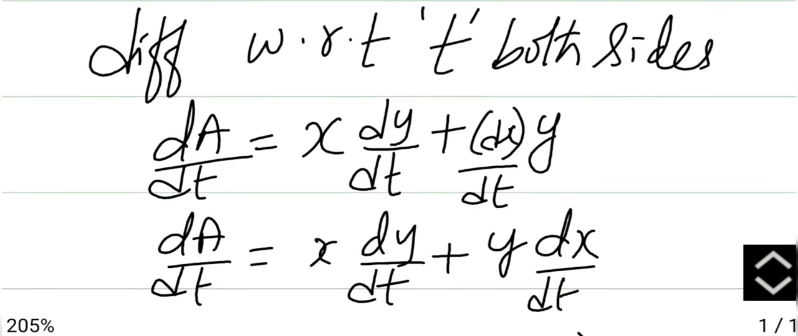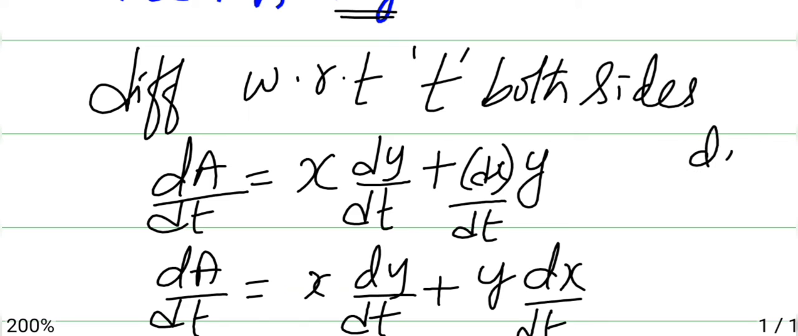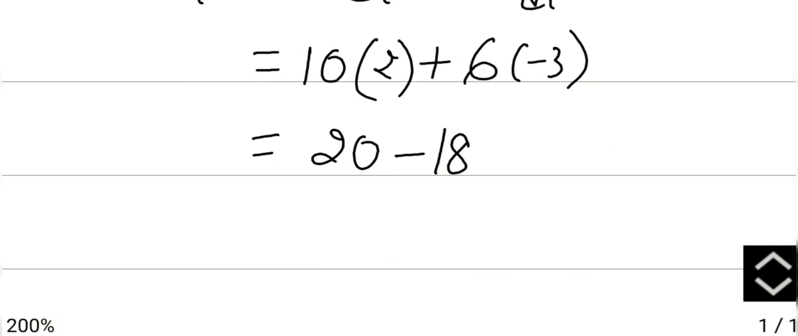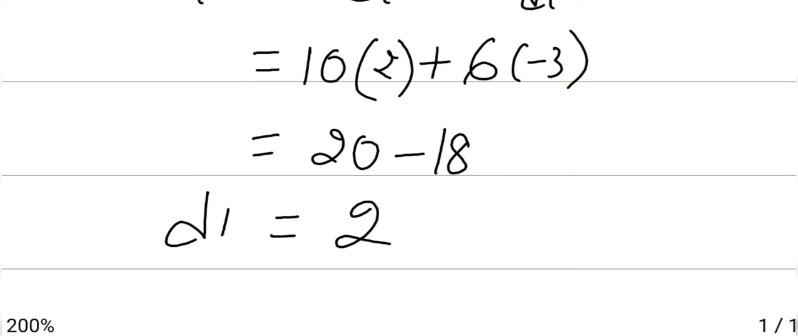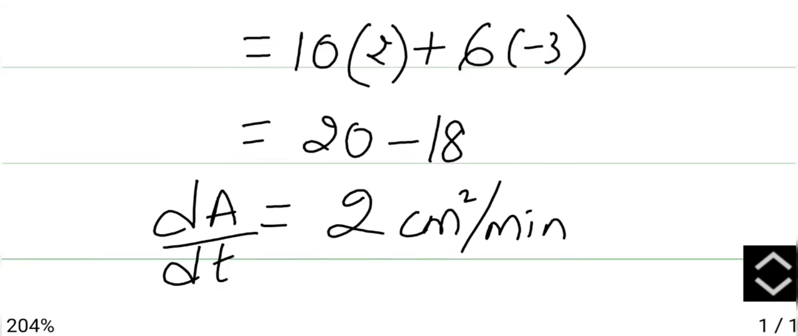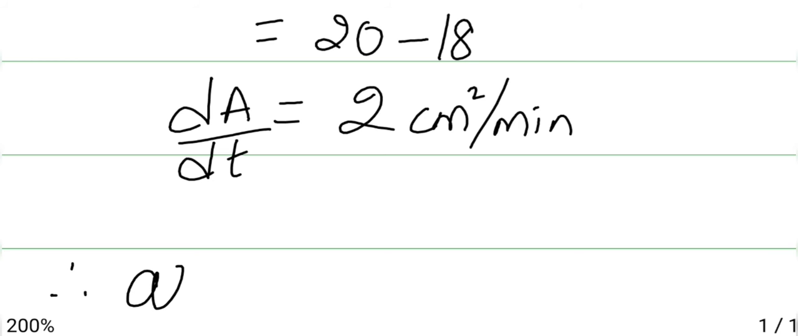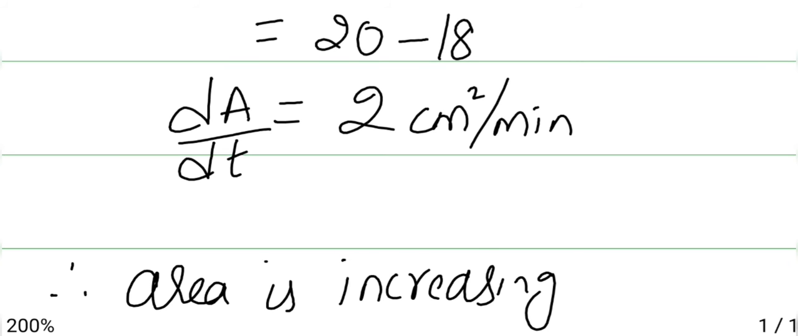If you are differentiating with respect to x, dx and dx get cancelled, we get 1. But in our case, we are differentiating with respect to t, so it will be dx by dt. So the answer will be 20 minus 18 is 2. So here dA by dt is 2 centimeter square per minute. Therefore, you can write area is increasing. It is a positive value, so you will write area is increasing.